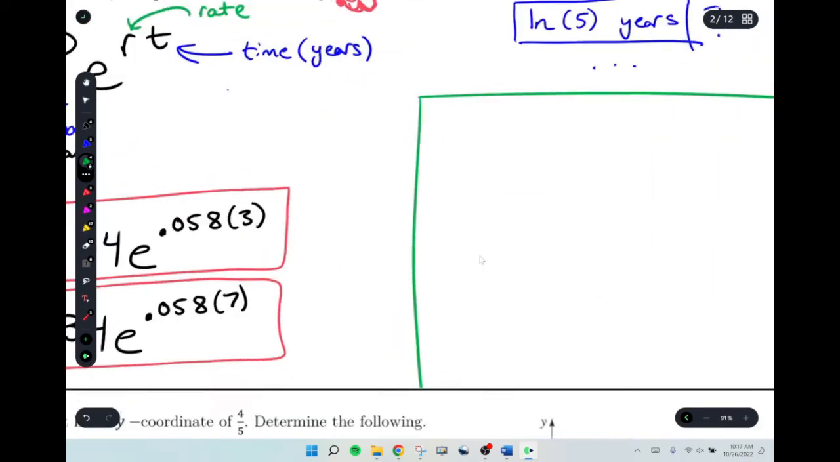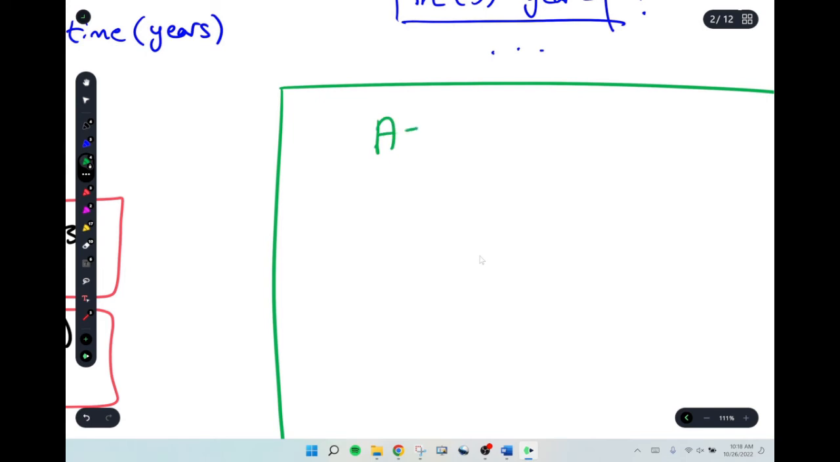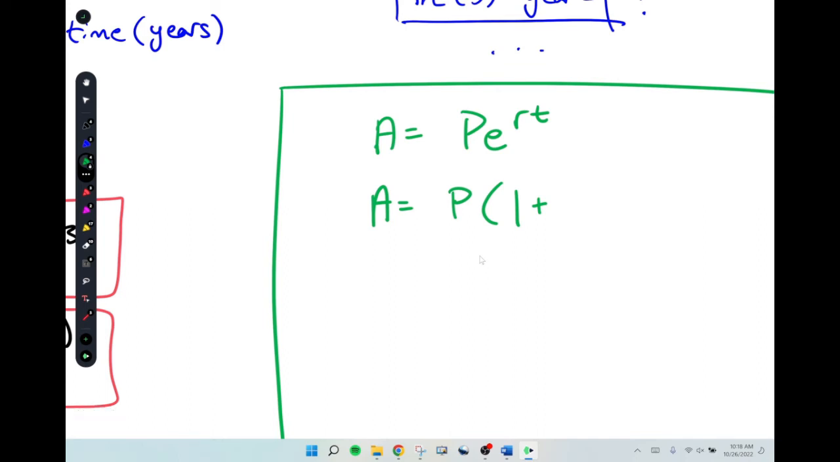The types. Continuous was your amount is equal to P E to the R T, right? And then there was compounding, which was your amount is equal to P times 1 plus R over N, to the N T or R T? I think it was N T. Yes, that's right. Because the R over N will get you your decimal.